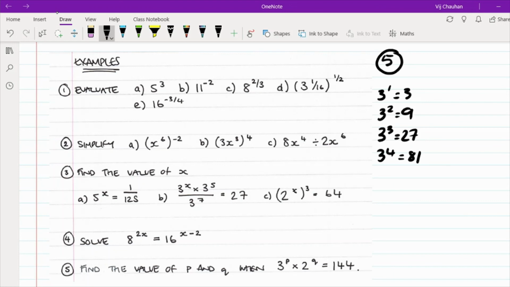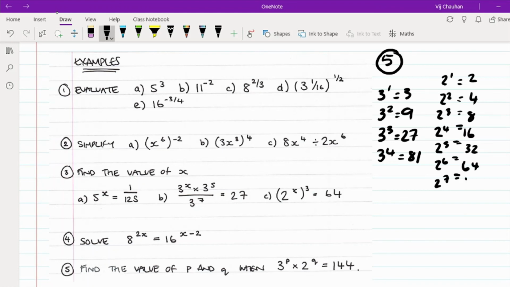81. So I'm going to stop with regards to 3 to the power 4, and then regards to 2 to the power 1, 2 squared, 2 cubed, 2 to the power 4, 2 to the power 5, 2 to the power 6, 2 to the power 7. And we've got 2, 4, 8, 16, 32, 64, 128. So what I need to do is find out which sets of these numbers multiply with one of these to give me 144.